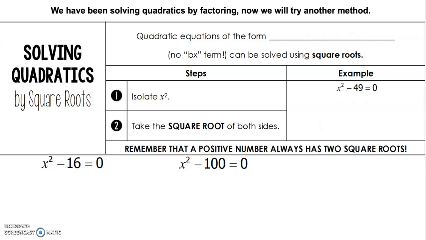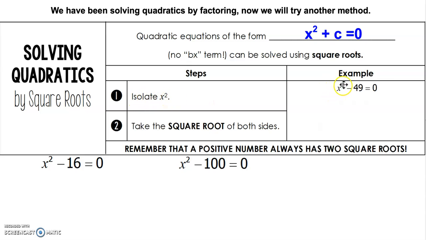In order to solve using square roots, the quadratic equations have to be in the form of x squared plus c equals 0. Notice in that form there's not a linear bx term. And so when it looks like this, we can actually solve it using square roots. In order to do that, we're going to just isolate that variable and undo that squared. So first we've got to isolate the x squared.